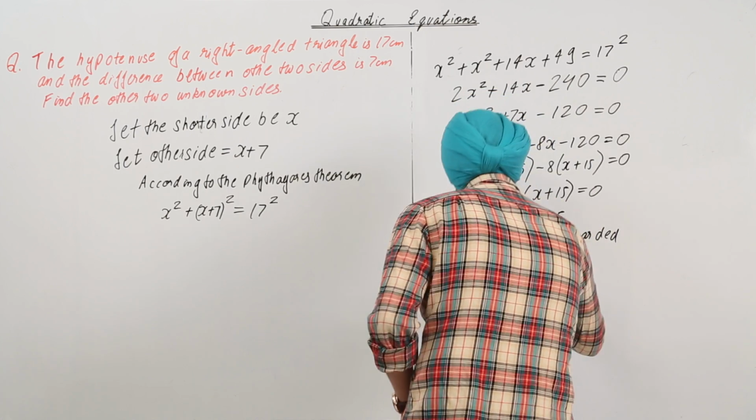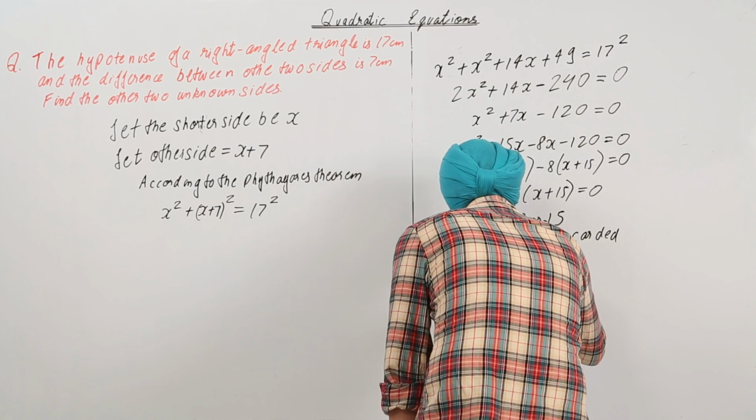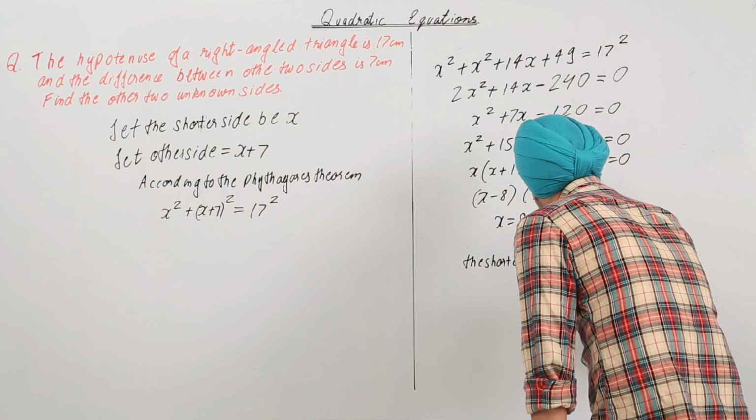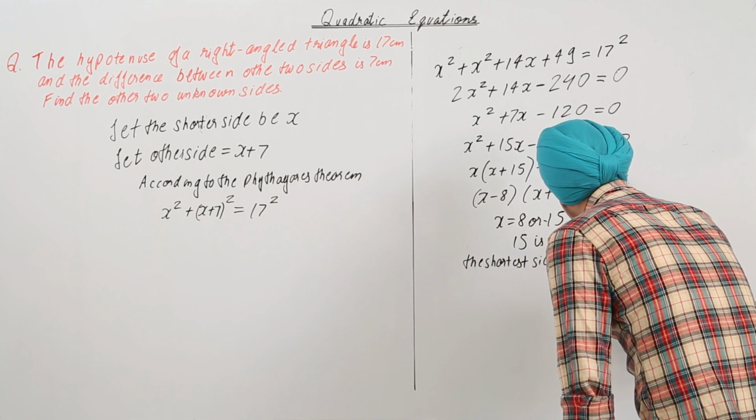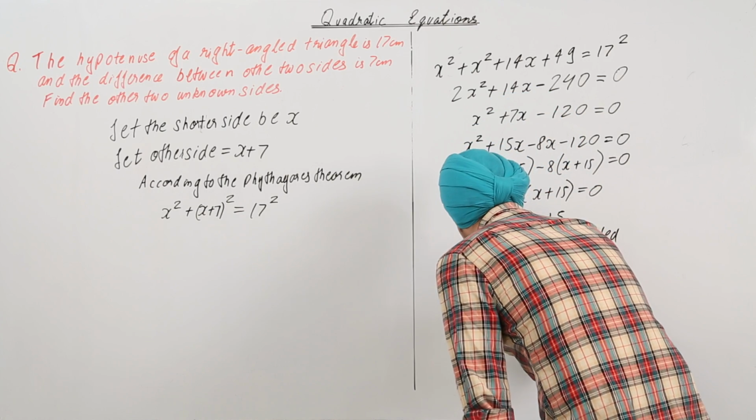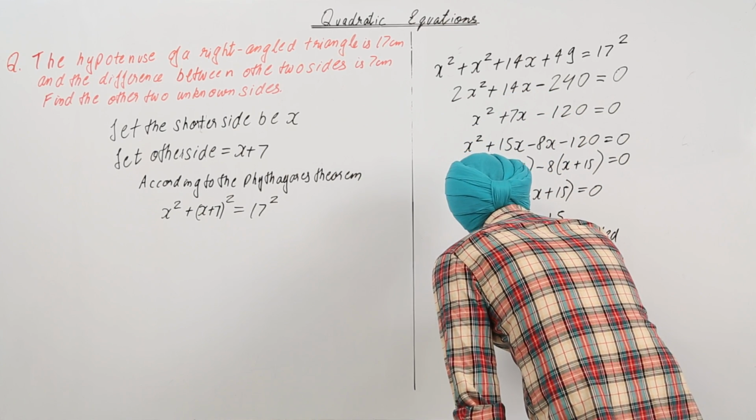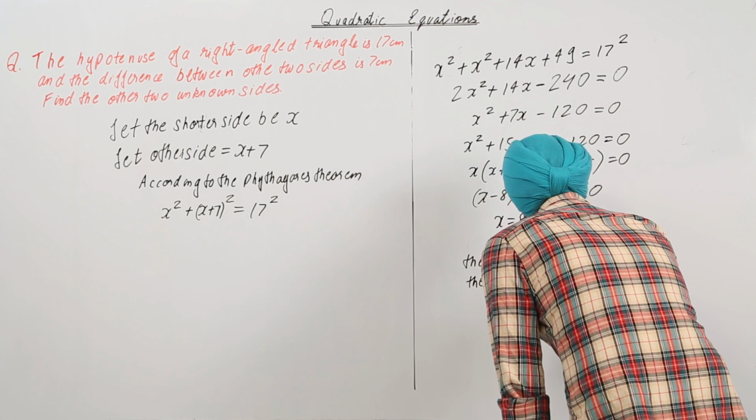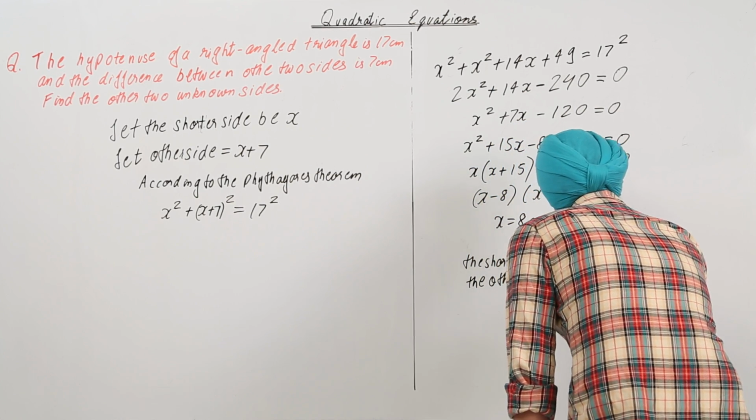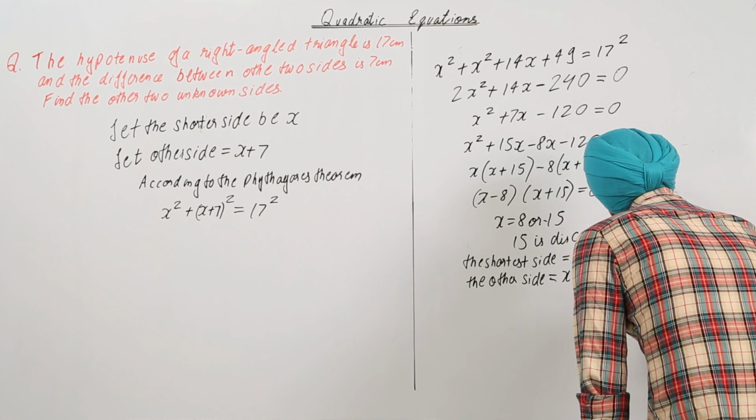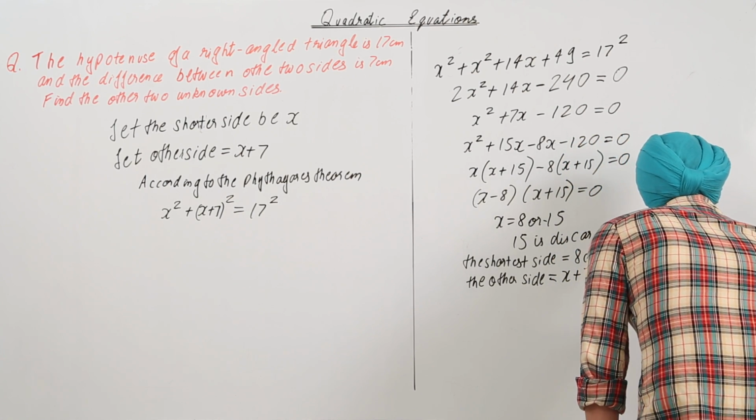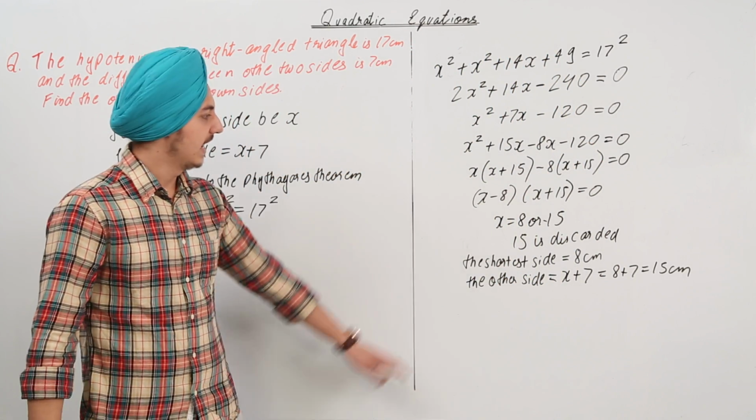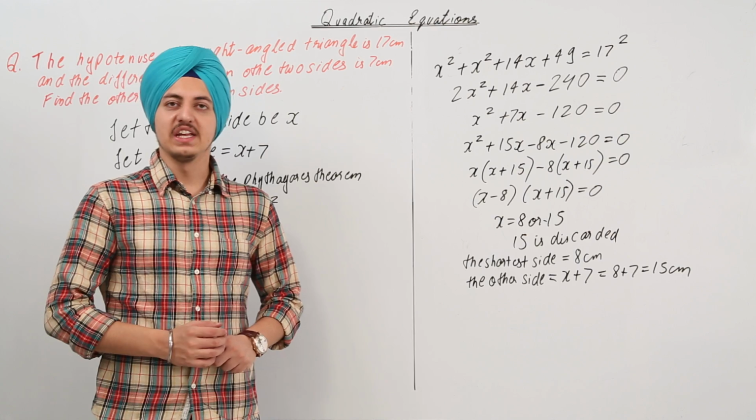So we have the shortest side is equal to 8 centimeters and the other side is equal to x plus 7, that is equal to 8 plus 7, that is equal to 15 centimeters. So the other two sides are 8 centimeters and 15 centimeters.